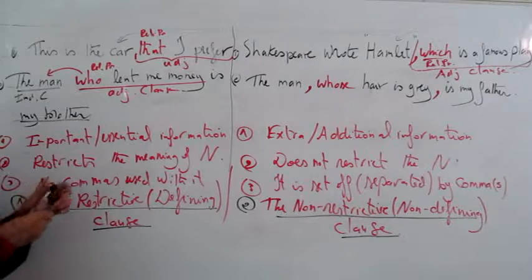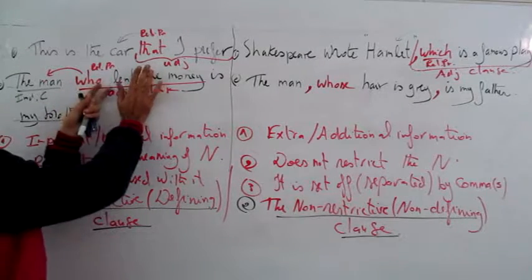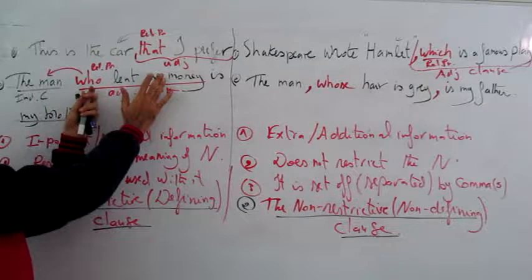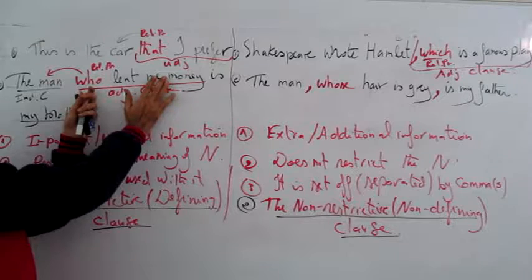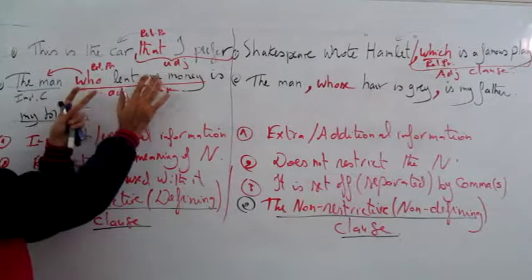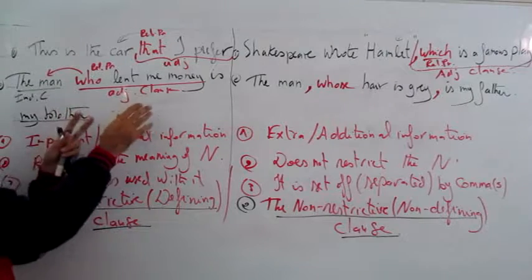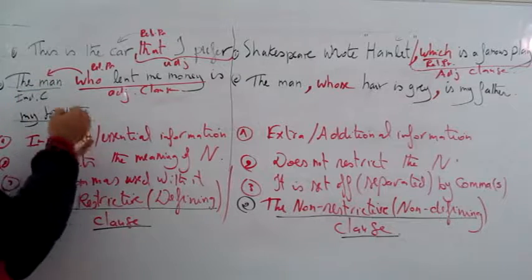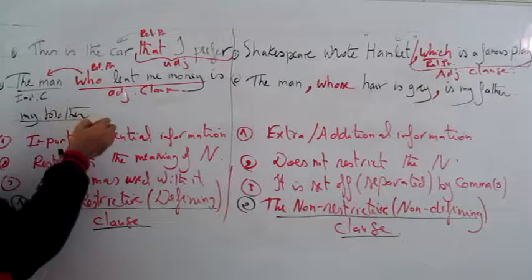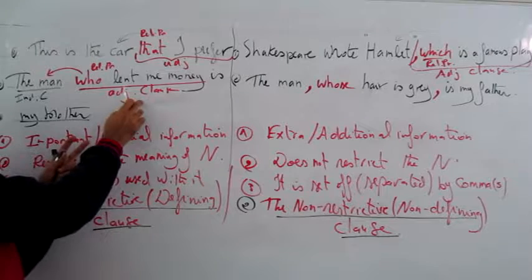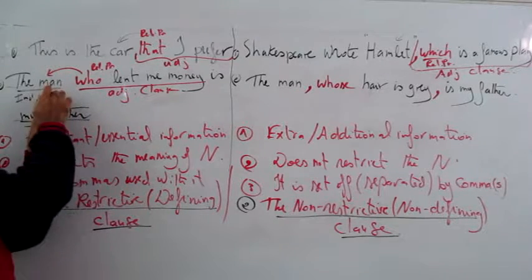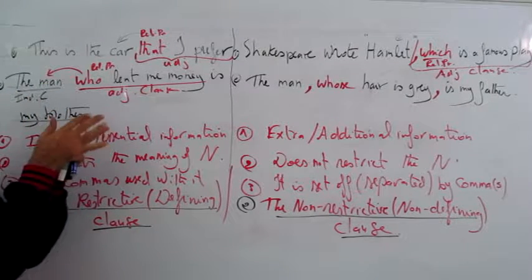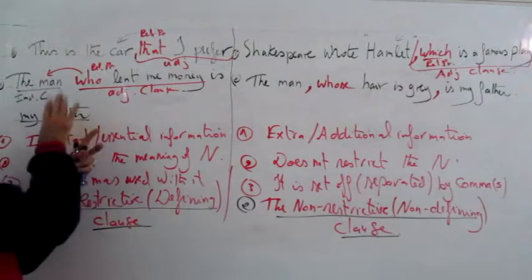And if I want to remove this one and read "the man is my brother," which man here? It's not very clear. So here we cannot remove this part, this adjective clause. Why? Because it gives us important information about who exactly this man is. It specifies the meaning of the word man, limits it, and restricts it. Clear? Saying that it's only the one who lends me money, not any man.